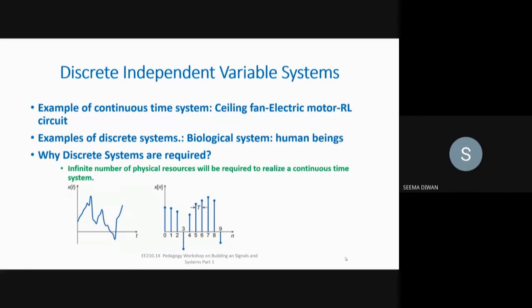So the stomach in the human being is a system which cannot process a continuous input. It can process a discrete input in terms of food. So this is an example of a discrete system, an example of a real-time discrete system.